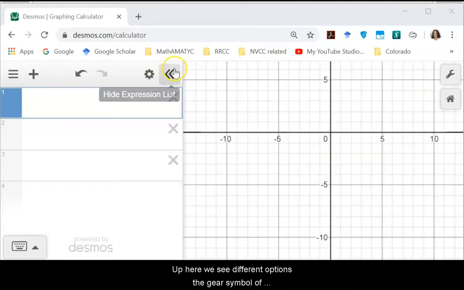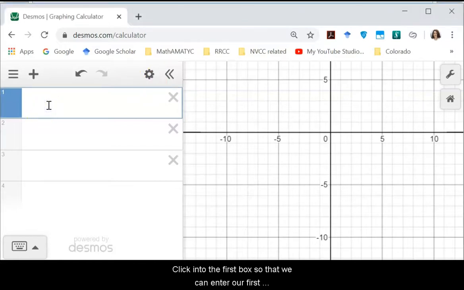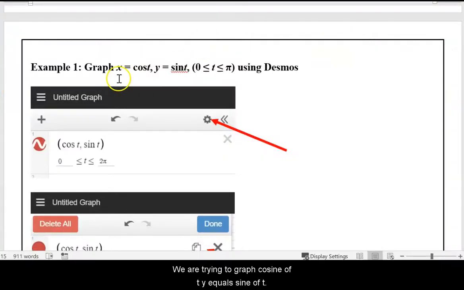Up here, we see different options. The gear symbol, of course, will give us the ability to change some things, and we will be using this from time to time. Click into the first box so that we can enter our first parametric equation. The first parametric equation we want to enter is cosine of t, sine of t. Let's take a look again at the equation that we have. We are trying to graph x equals cosine of t, y equals sine of t, with the parameter t going between 0 and, well, let's make it 2 pi.